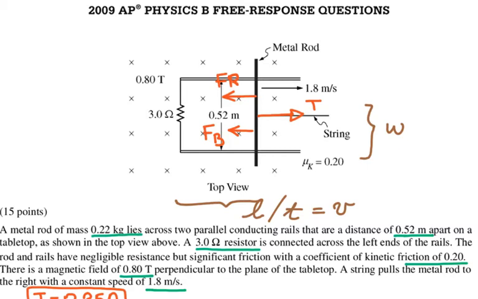So I have to find two forces, and that is going to be the tension force. And in part B they ask you to find the magnitude of the tension force to cause constant speed.